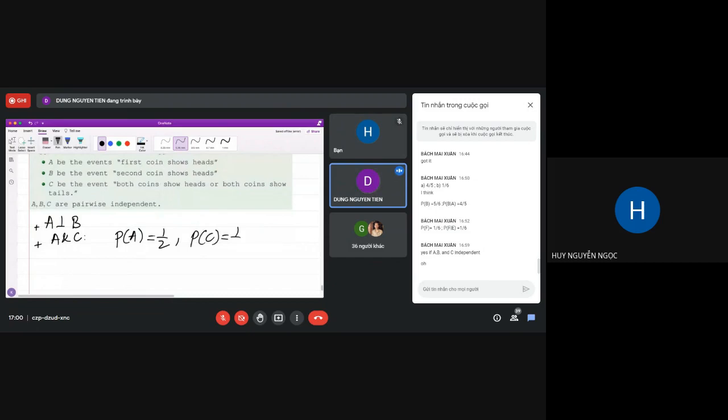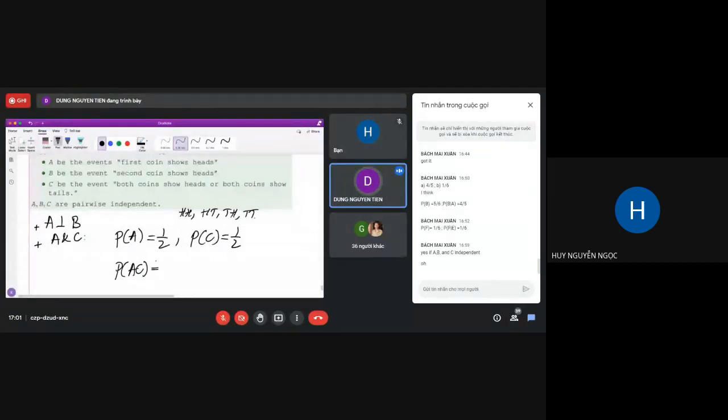Why? Because there are 4 options. You have 2 heads, head tail, tail head, and 2 tails. So the probability that they are the same is the probability that you get 2 heads or 2 tails. So that probability would be 2/4, and you get 1/2. How about the probability of AC? The probability of AC is the probability that the first one is a head and they are the same.